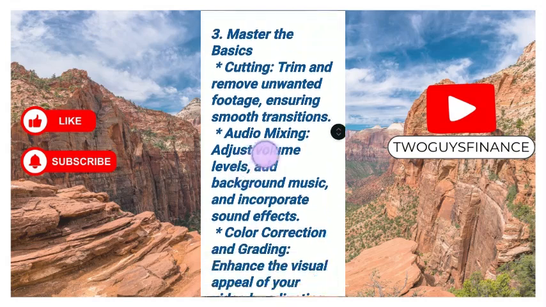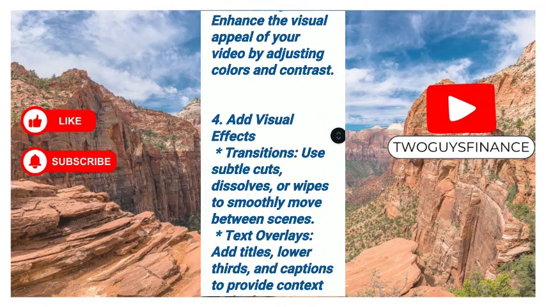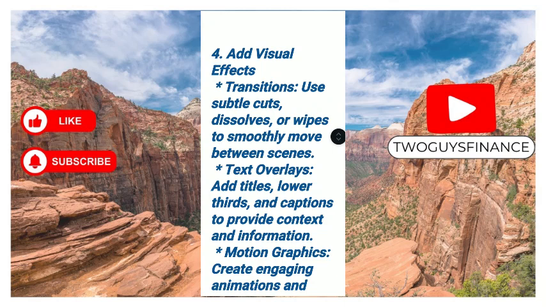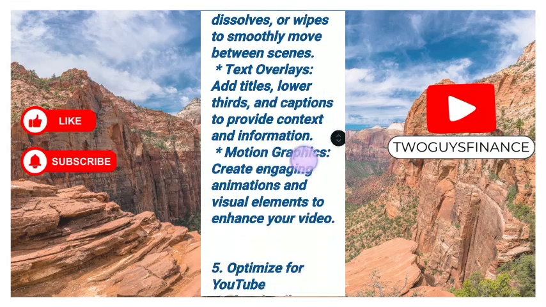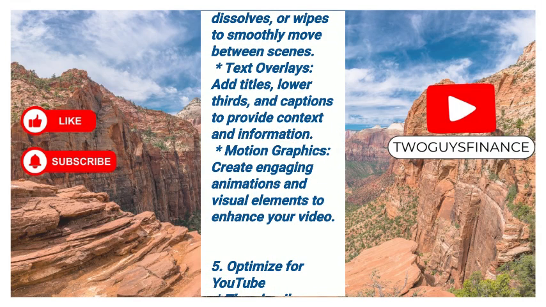Once you're through with mastering the basics, the next step is to add visual effects. Visual effects like transitions. You can use subtle cuts, dissolves, or wipes to smoothly move between scenes. Then you can use what we call text overlays. Text overlays can be used to add titles, lower thirds, and captions to provide context and information. Then motion graphics. Motion graphics help to create engaging animations and visual effects to enhance your video.